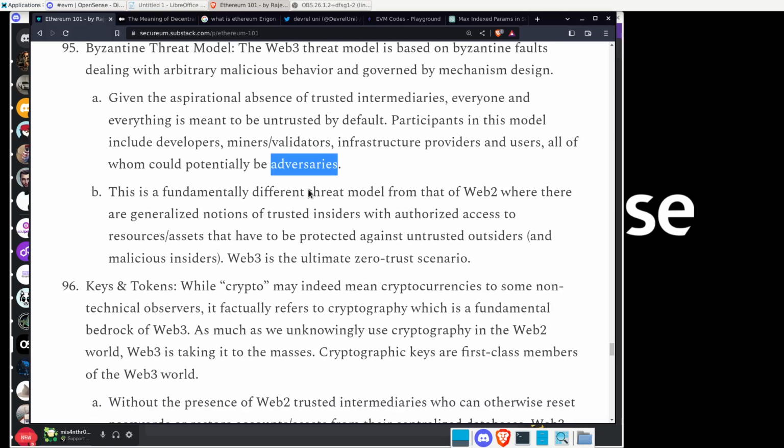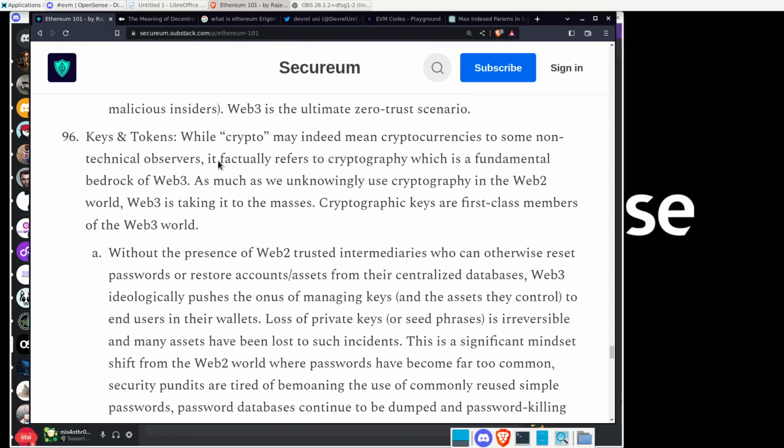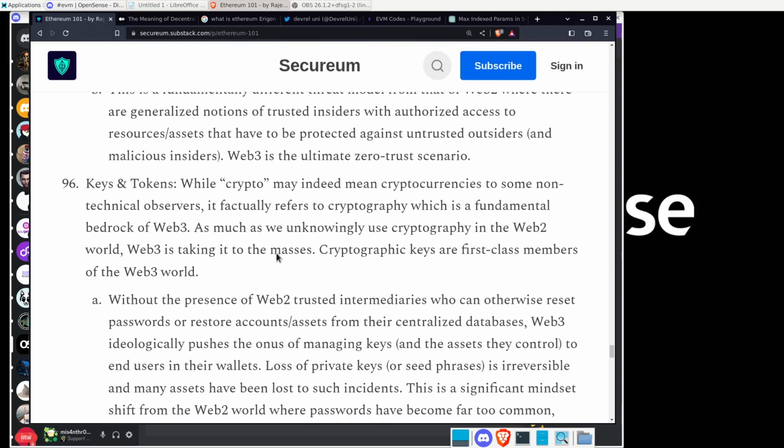This is a fundamentally different threat model from Web 2, where there are generalized notions of trusted insiders with authorized access to resources, and resources have to be protected against outsiders. Web 3 is the zero trust scenario. Keys and tokens. So we're talking about here, private key, keep your private key safe, and tokens.